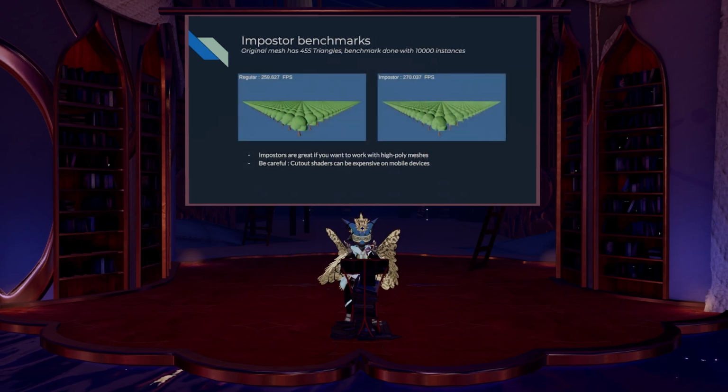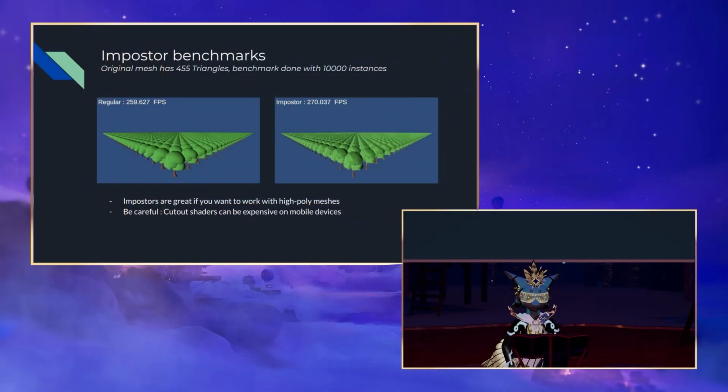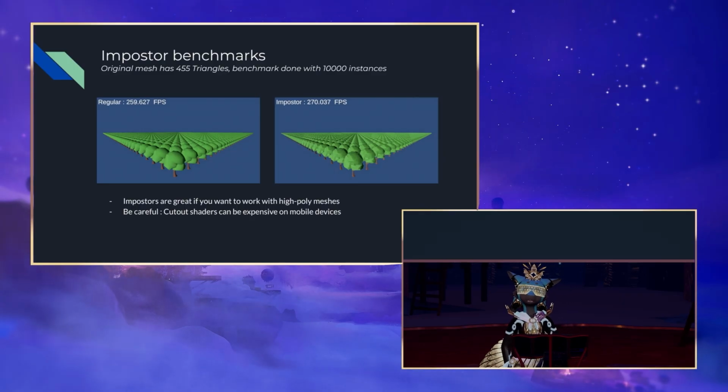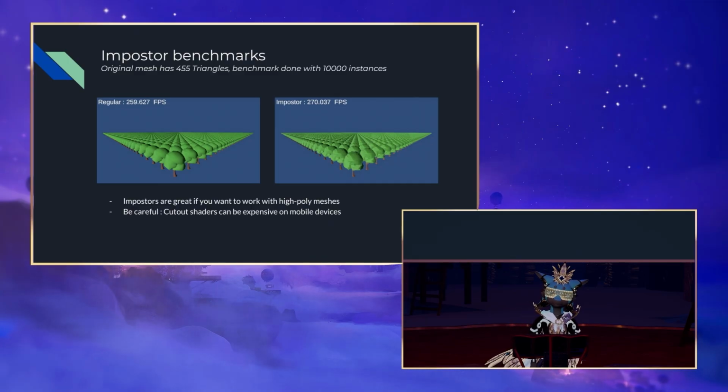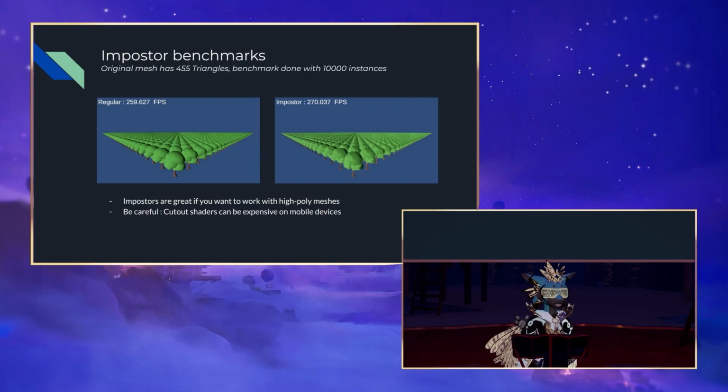Now, I also did some benchmarks with a tree I had, which has 455 triangles, and the impostor, which has 2 triangles. And we can see that with the impostor, I have better performance. I went from 260 to 270 FPS. Now you may notice that the performance is actually better, but not by much, just 10 FPS. And that's for multiple reasons.